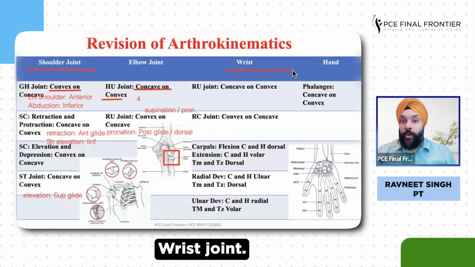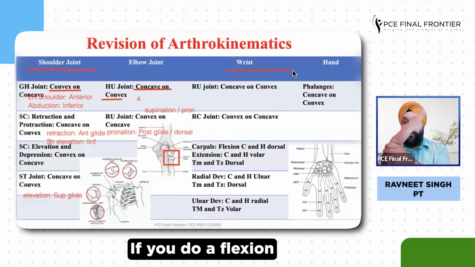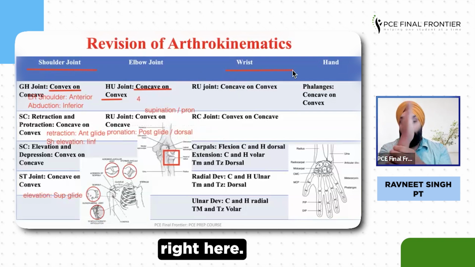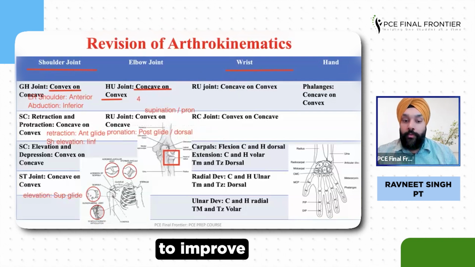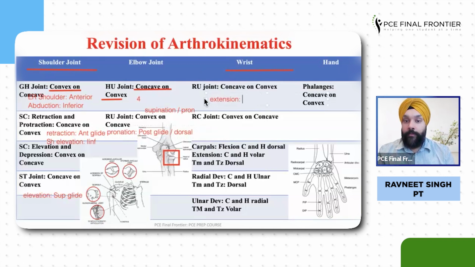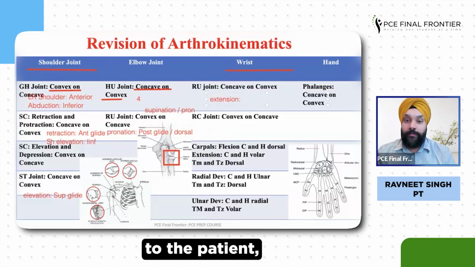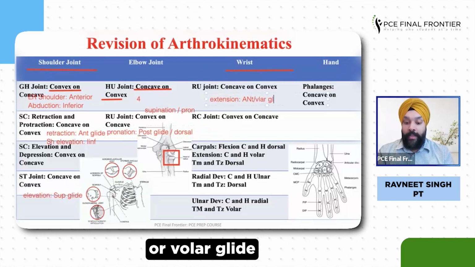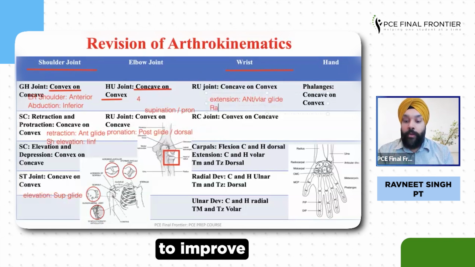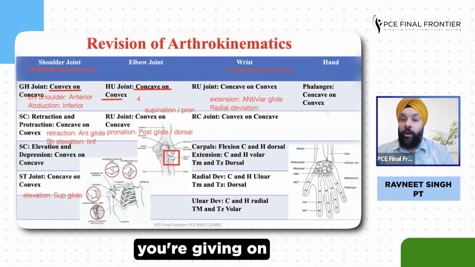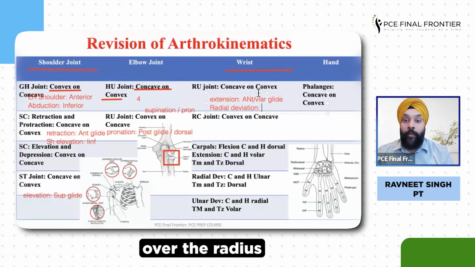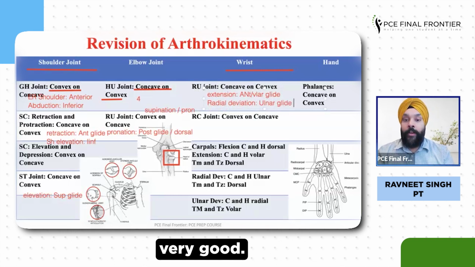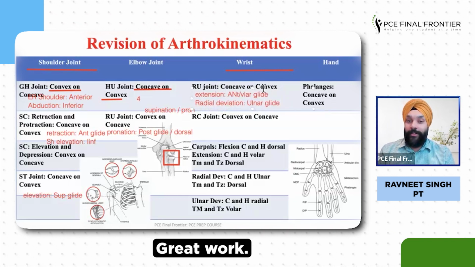Great work. Wrist joint. If you do flexion and extension, right? Your carpals are moving on your big radius right here, right? So if you're trying to improve extension, what glide are you giving to the patient? That's going to be anterior or volar glide. If you're trying to improve the radial deviation, what glide are you giving on the carpals over the radius? Radial deviation. That's going to be ulnar glide. Very good. Great work.